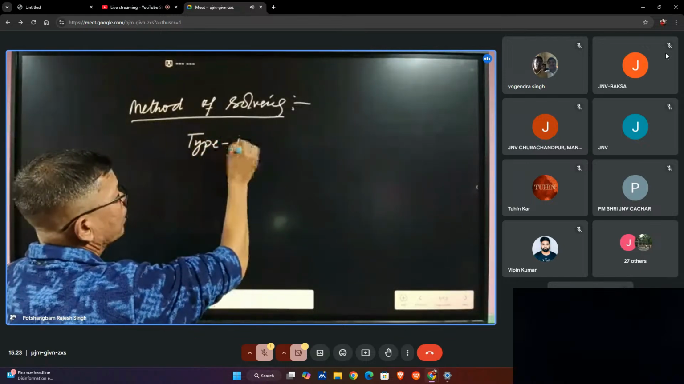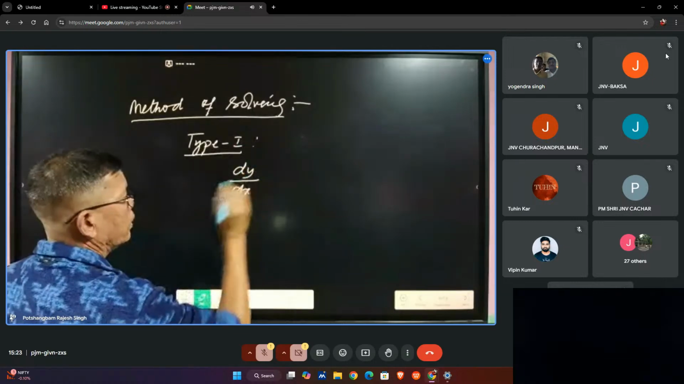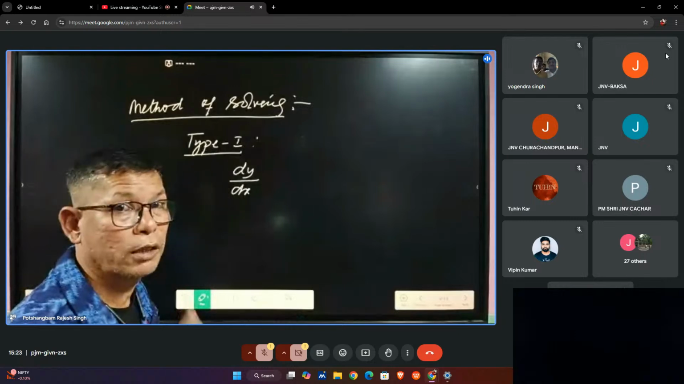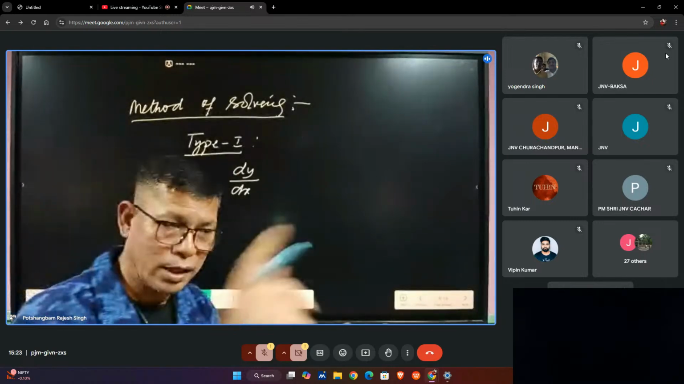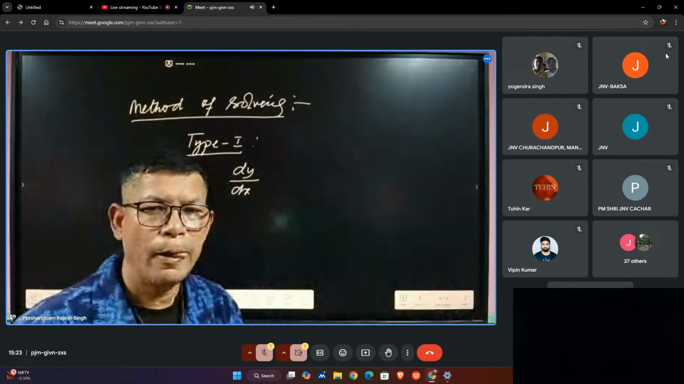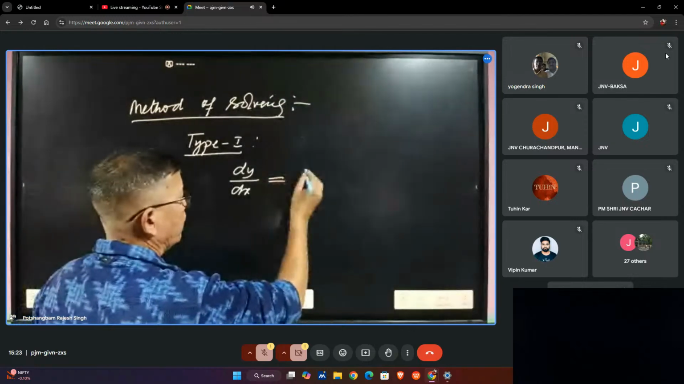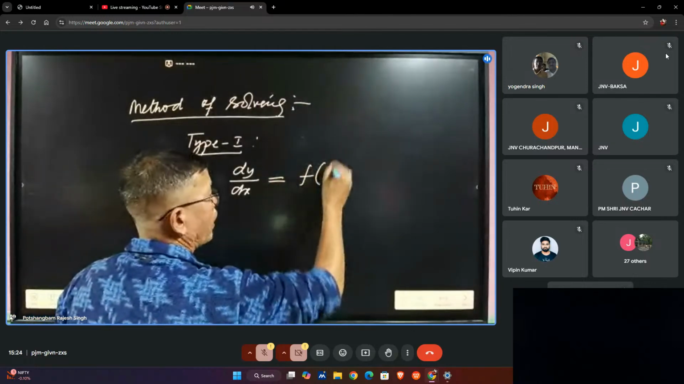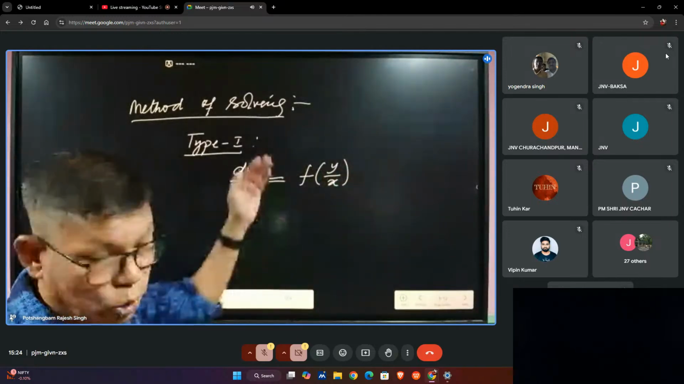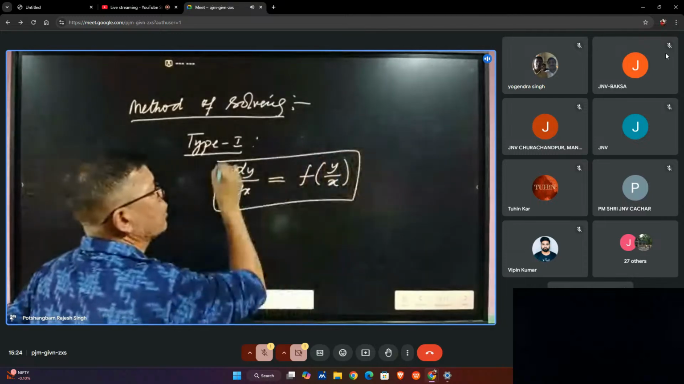As I mentioned, for type 1, the derivative is dy by dx. You find dy by dx completely from the differential equation, with the help of transformation of the terms and cross division, and put it in the form where dy by dx is a function of y by x. Or sometimes you can shorten this. I will explain it later. After this, you put your differential equation in this form.